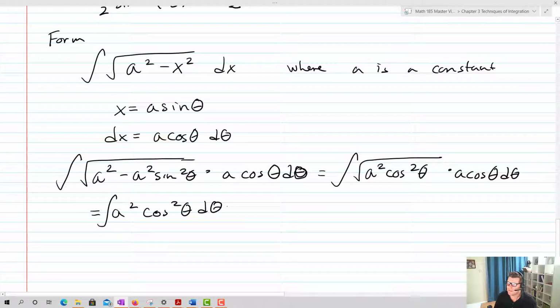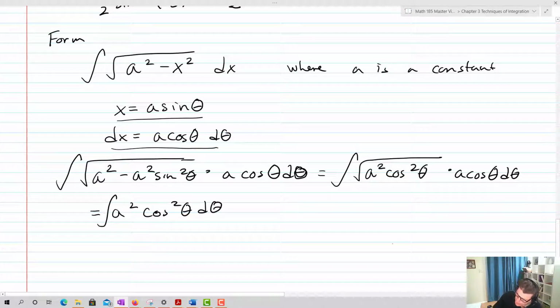And so when we have something of that form, that's basically what we're going to be doing. All right, a is some constant. We utilize x equal to a sine theta. We have dx, it will be that a cosine theta d theta, okay? And then that actually ends up giving us our trig substitution, okay?